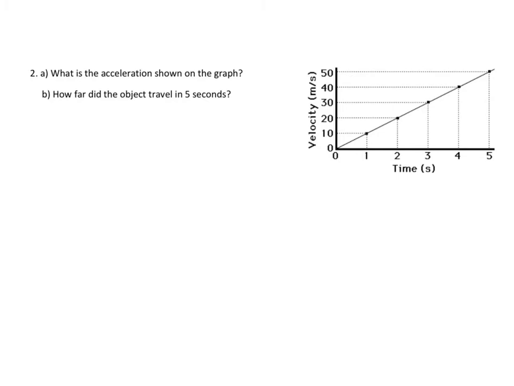So we have two examples for this. I'd actually like to do example 1 together in class. You're welcome to try it on your own. I'm probably going to give you like 5 minutes during class to try it, and then we'll talk about it. So for this example right here, the first question is, what is the acceleration as shown on the graph, and how far did the object travel in 5 seconds? So the acceleration, remember, is going to be the slope of the velocity time line.